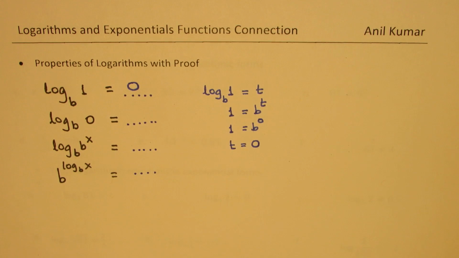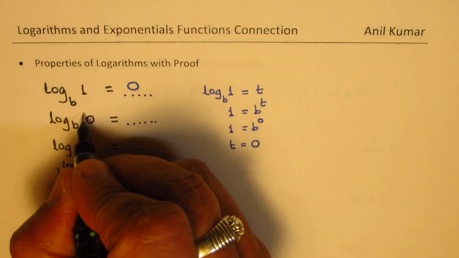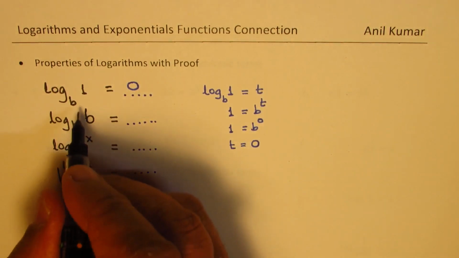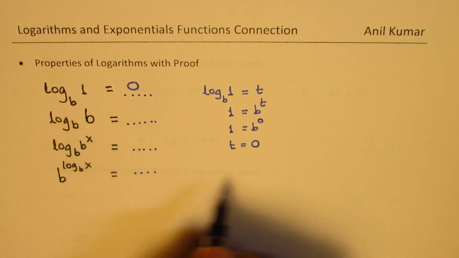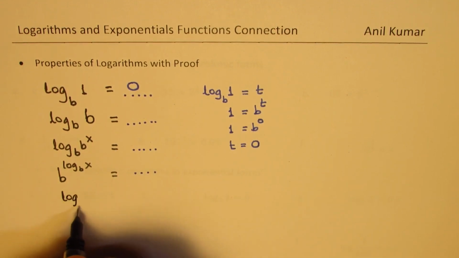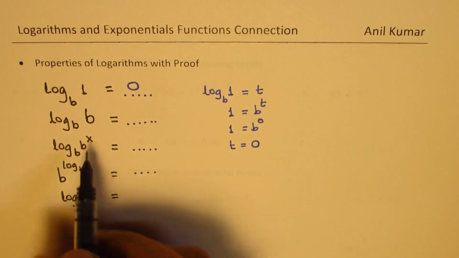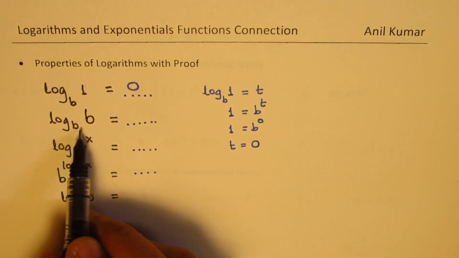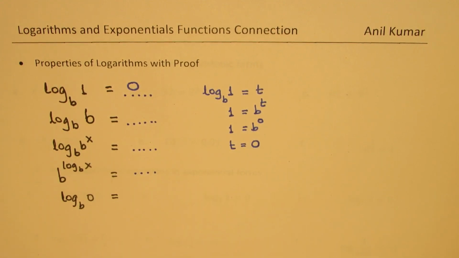Now the second one, which we wrote, is not 0. That is not possible. We'll take this later. So let me write here log to the base b of 0. But first, let's look into log to the base b of b. Okay, so we got the first one.